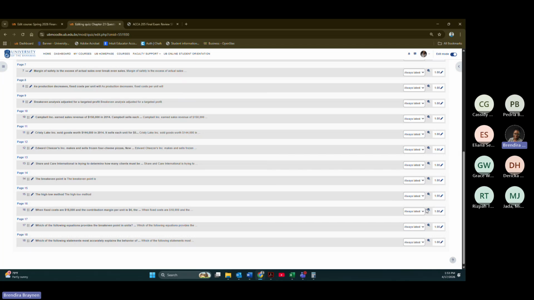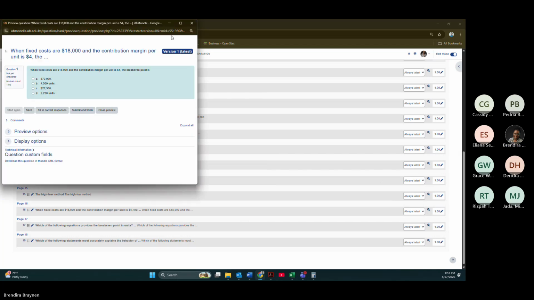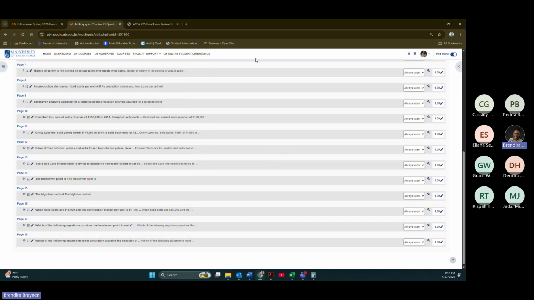And then 16, if fixed costs are 18% and contribution margin per unit is 4, the break-even point is that. We went over that as well. Okay, so I hope that answers the question.